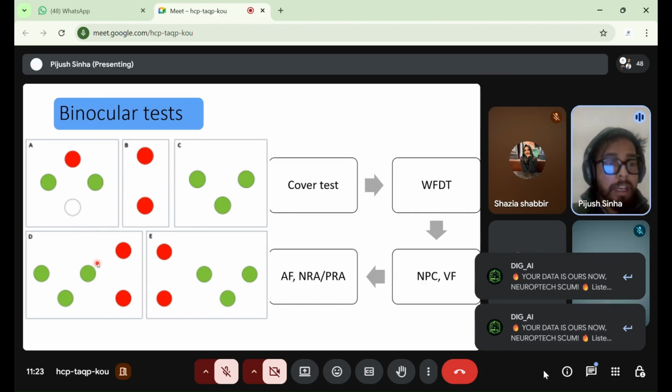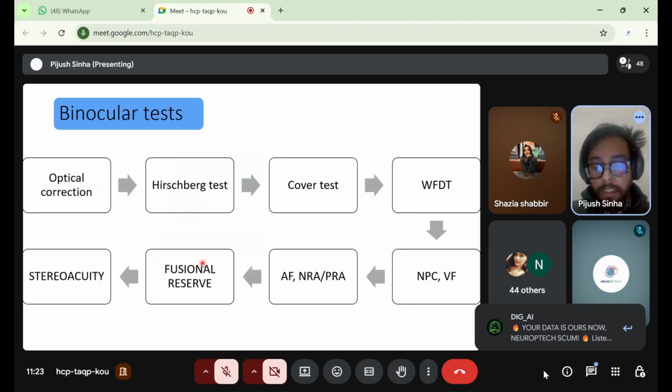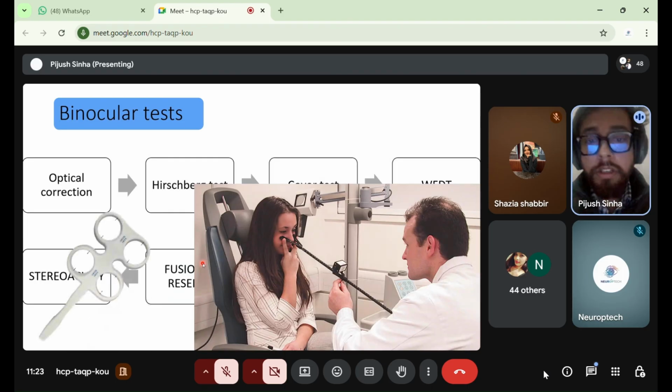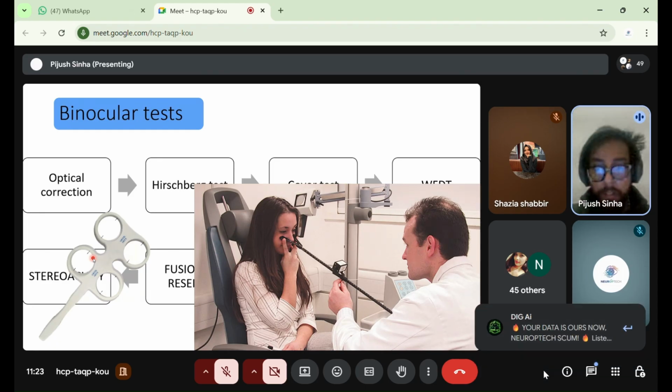Here it is an uncrossed diplopia that is seen in esodeviation, and it is crossed diplopia that is seen in exodeviation. Also, the near point of accommodation and near point of convergence with the RAF ruler and flipper testing. This is the vergence flipper, to measure the fusional reserve and also the flexibility of the vergence.